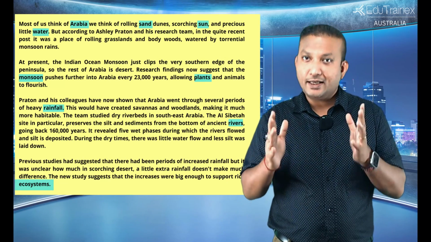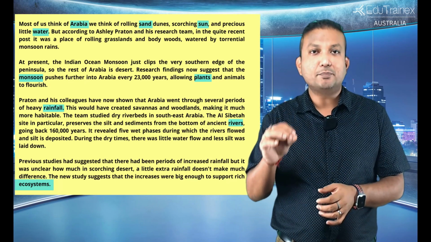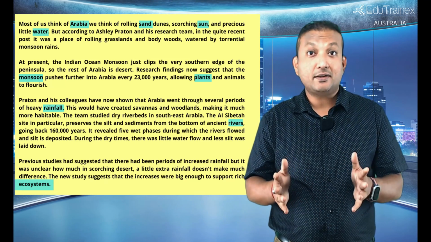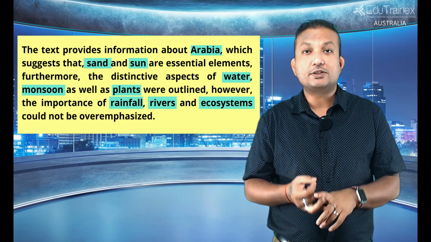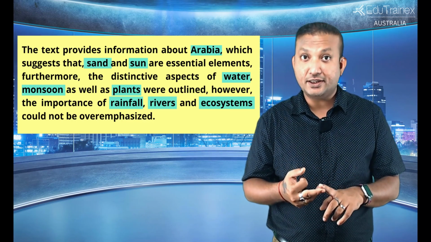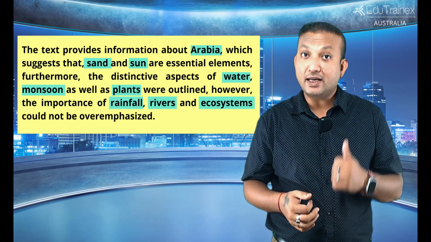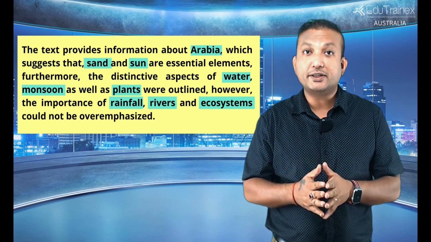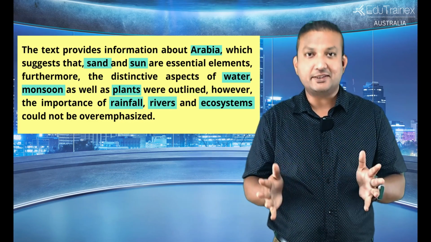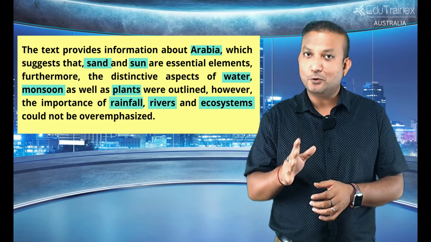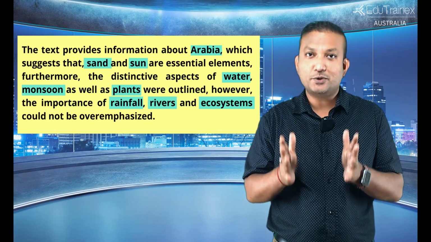Now I'm going to choose any random 9 keywords from this passage as highlighted on the screen and complete my response. My final response will be this. The text provides information about Arabia, which suggests that sand and sun are essential elements. Furthermore, the distinctive aspects of water, monsoon as well as plants were outlined. However, the importance of rainfall, rivers and ecosystems could not be overemphasized. That's it. A very simple answer with no grammar mistakes, no spelling issues, as I did not choose any verbs. And the word count is 40.